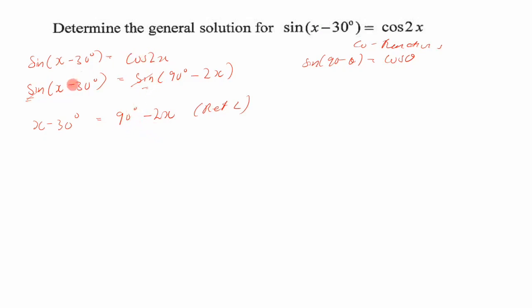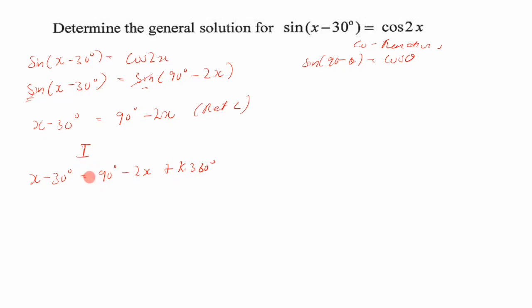So in other words, we are looking for where sine is positive, right? Sine is positive in the first quadrant and also in the second quadrant. So let's check the first quadrant. We have x minus 30 degrees equals 90 degrees minus 2x plus k 360. We are working with sine, so we know that the period is 360.